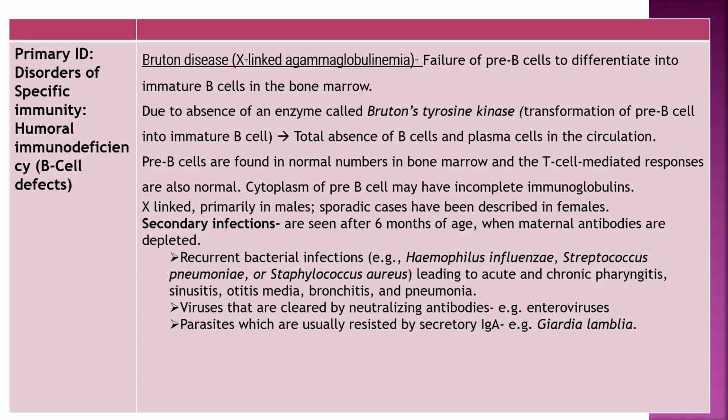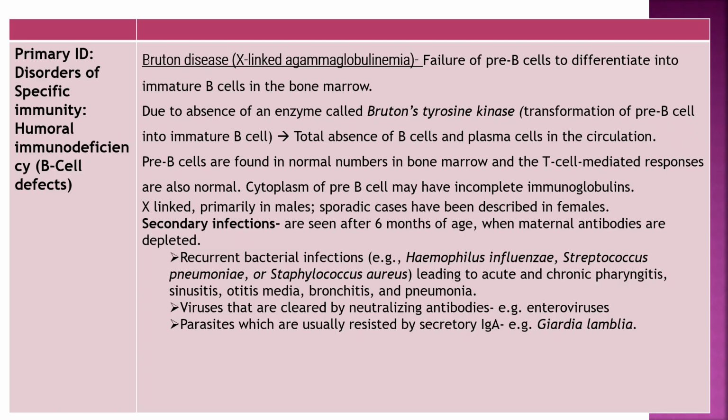In primary immunodeficiency, among disorders of specific immunity, we will first see humoral immunodeficiencies, that is, B cell defects. The example is Bruton disease. It is X-linked agammaglobulinemia. There is failure of pre-B cells to differentiate into immature B cells in the bone marrow, due to absence of the enzyme Bruton tyrosine kinase, which causes transformation of pre-B cells into immature B cells. So there is total absence of B cells and plasma cells in the circulation.